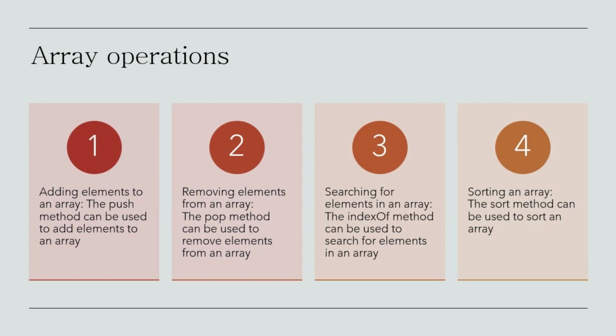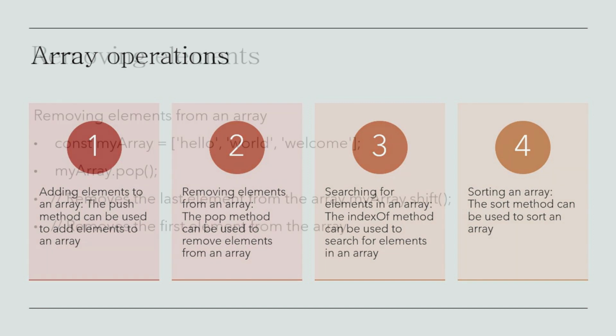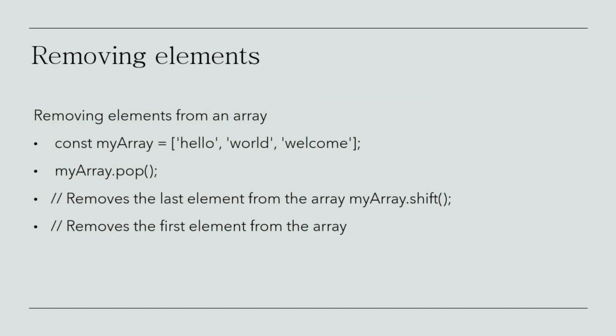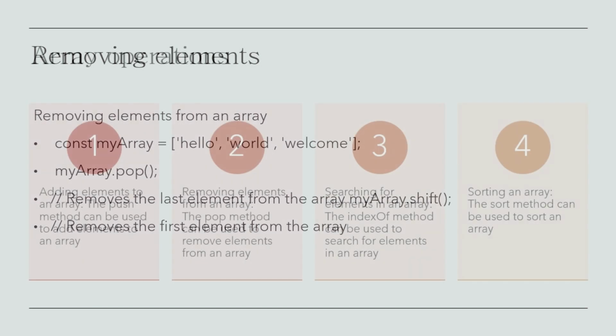Next, let's move on to removing elements from an array. The pop method allows us to remove the last element from an array. In this example, we use the pop method to remove the last element from the numbers array. The pop method returns the removed element, allowing us to store it in a variable if needed.